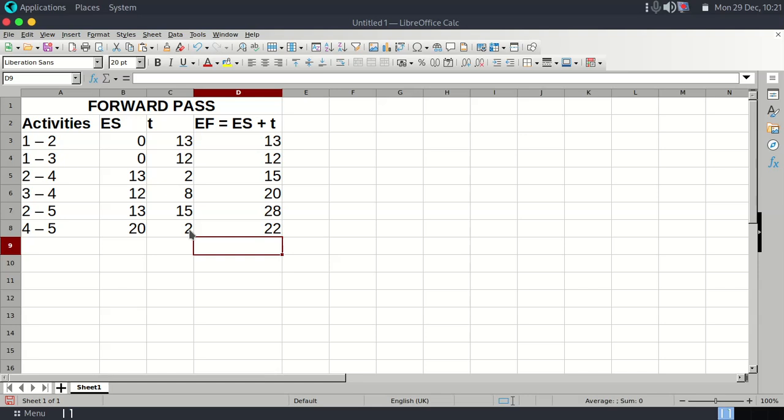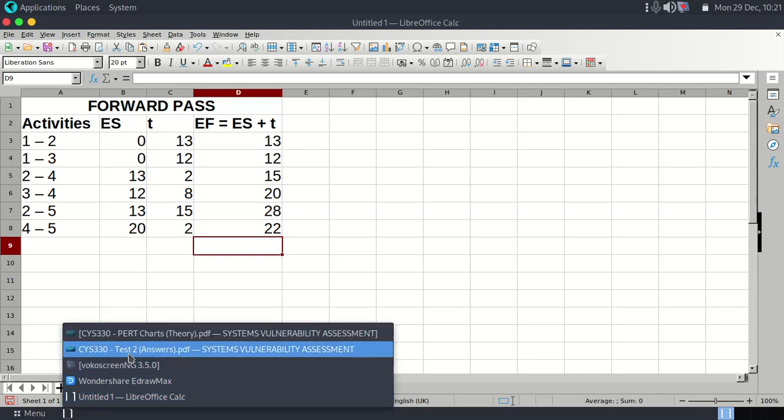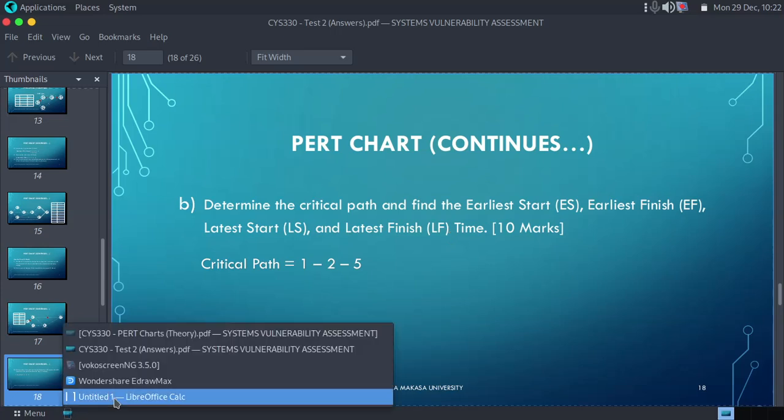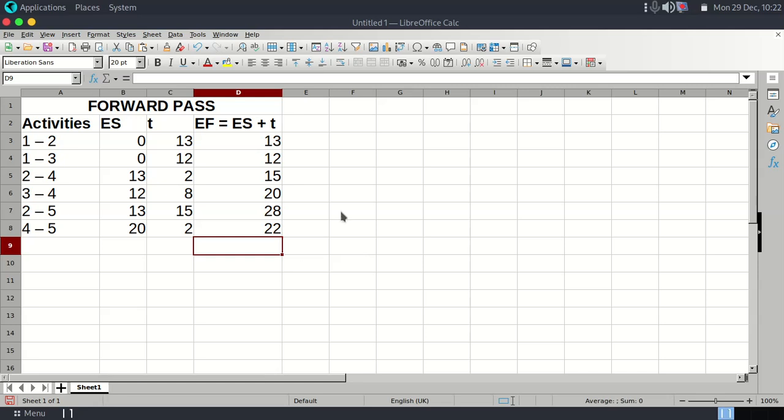Okay, hope this has made sense. Now our question is not just telling us to add the ES and EF, but also the LS and the LF. LS and LF come in where we have the backward pass, where we need to subtract. So again, we'll just create this thing called backward pass.